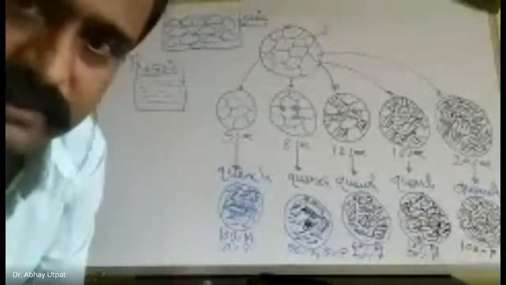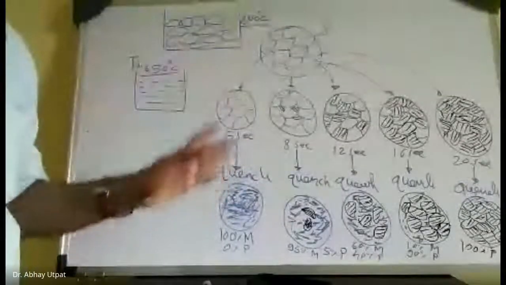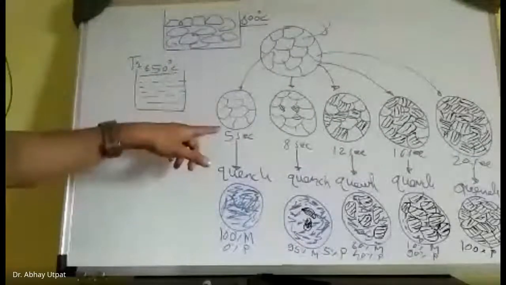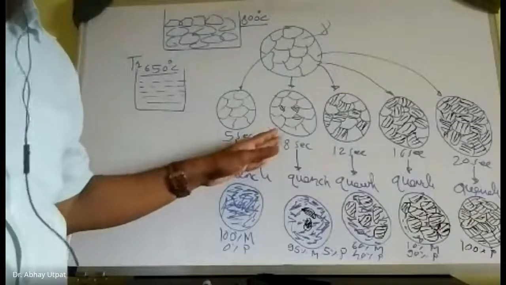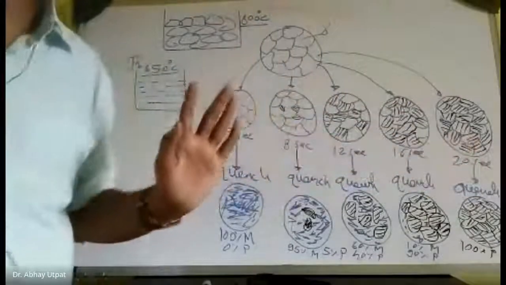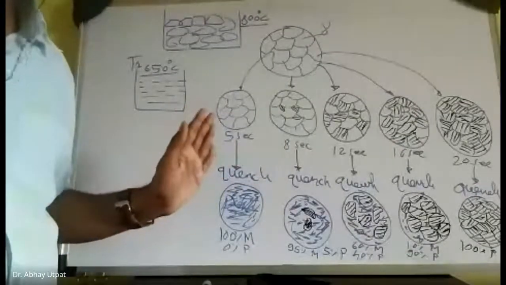Sir, BCC plus orthorhombic. That is called as? Perlite. Correct. Absolutely correct. So, what I came to know from this experiment is that transformation starts at 8 seconds and it finishes at 20 seconds. Before 8 seconds, no transformation has started.